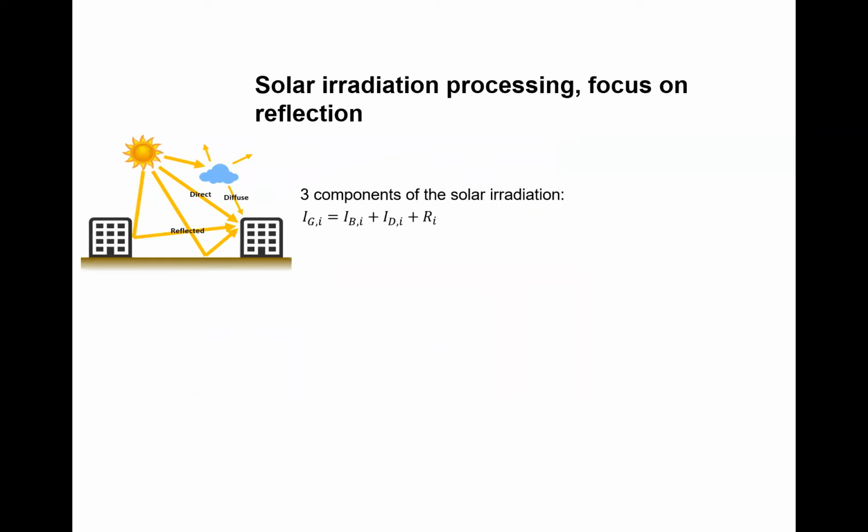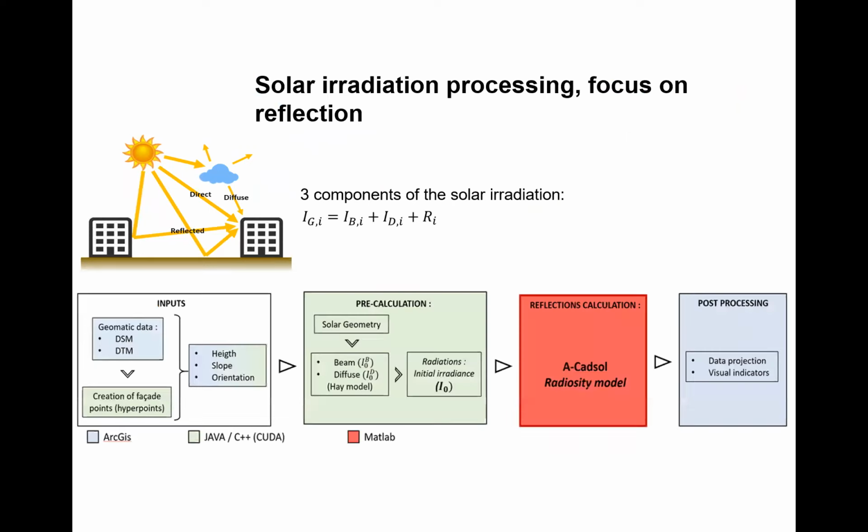As a reminder, solar radiation has three components: the diffuse, the beam or direct, and the reflected components. And I will focus on this component now. In previous work, we were able to compute the primary radiation, which is the direct plus the diffuse radiation, on a large urban scale. And here we would like to process reflection from this primary irradiation.